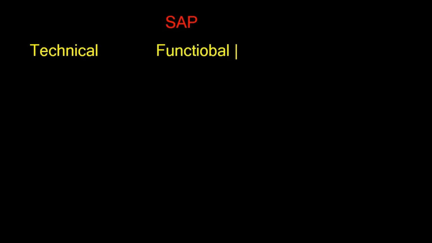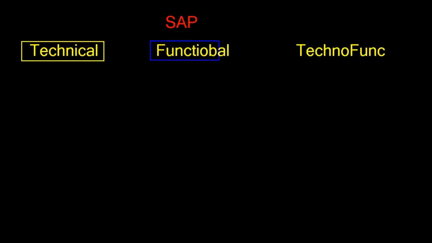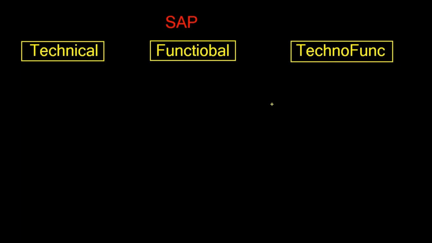So in SAP, just now we discussed SAP having 200 plus modules, right? These 200 plus modules are classified into three categories: technical modules, functional modules, and techno-functional modules. Therefore, 200 plus modules are classified into three categories.